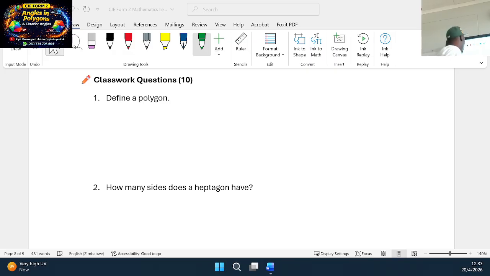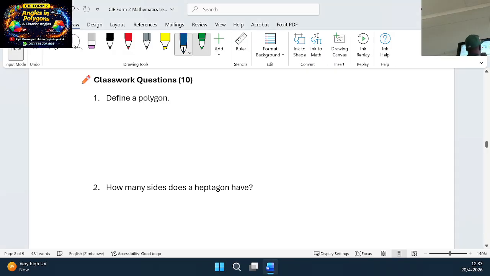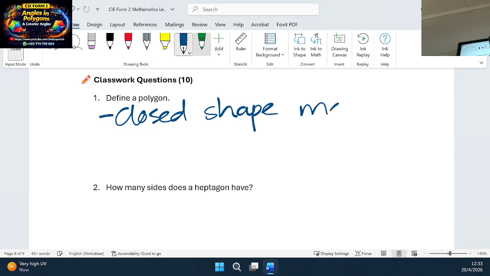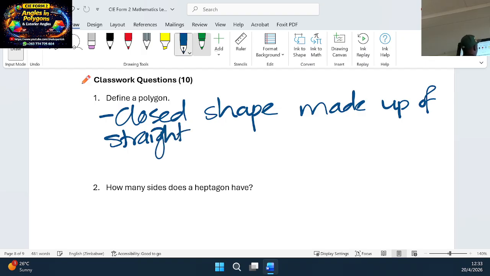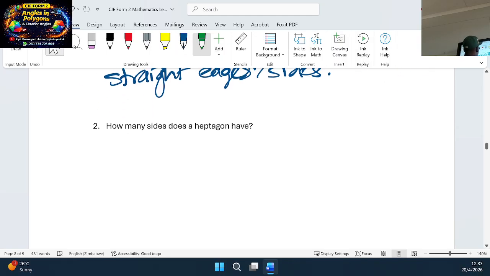First, we want a definition of a polygon. Well, a polygon is a closed shape made up of straight edges or sides. So this is a closed shape, meaning wherever we start from, we should end at the same point.